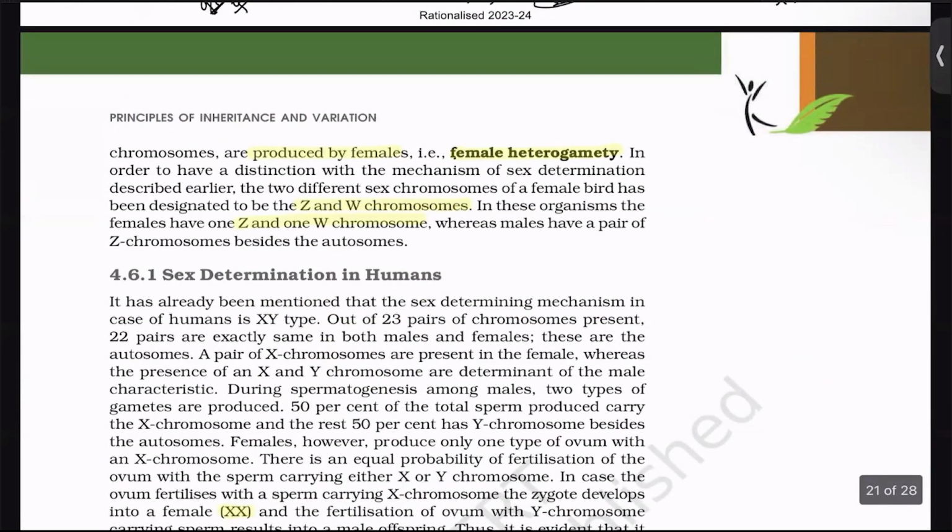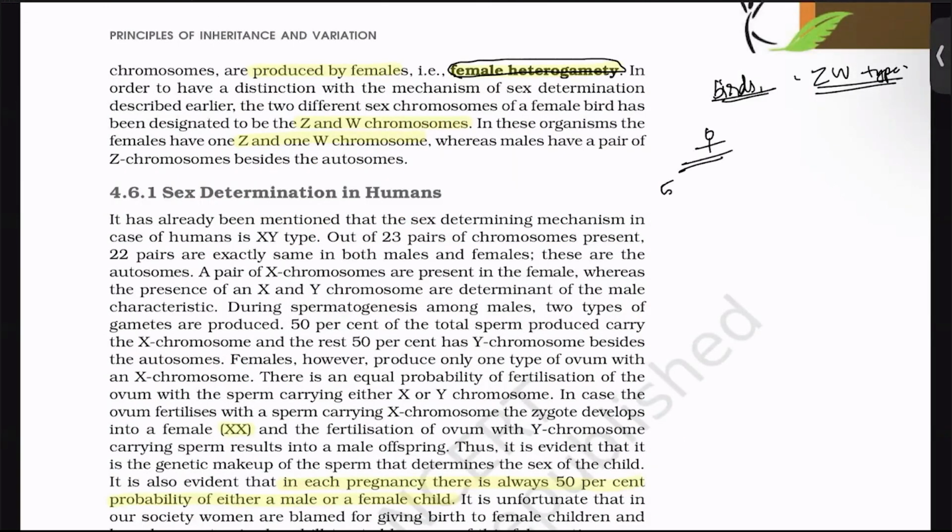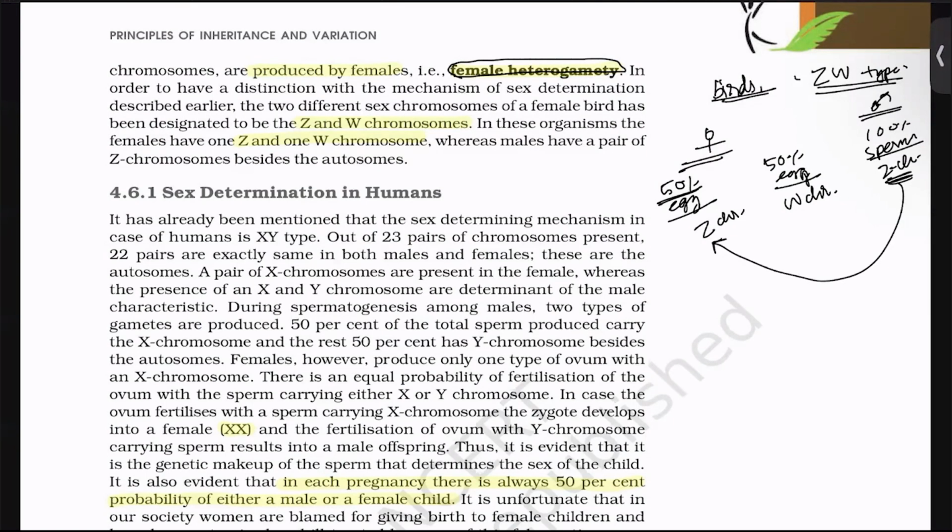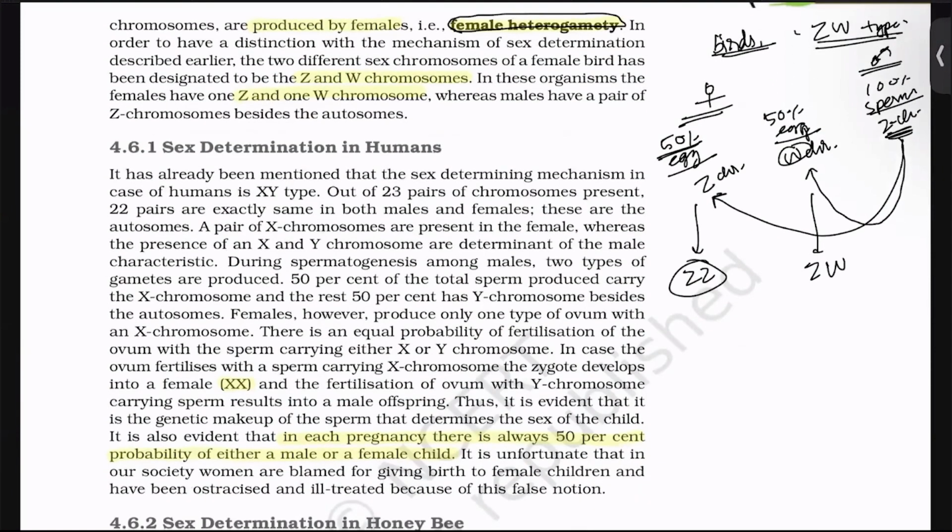And there is also female heterogamety, which is seen in birds, and this system is ZW type. Female birds produce 50% eggs with Z chromosome and 50% with W chromosome, and males produce 100% sperms with Z chromosome. So if a sperm fertilizes the Z chromosome containing egg, the resultant will have ZZ. And if it fertilizes the egg containing W chromosome, the resultant will have ZW, so the zygote would be female. This is known as female heterogamety, and it is ZW type of sex determination.